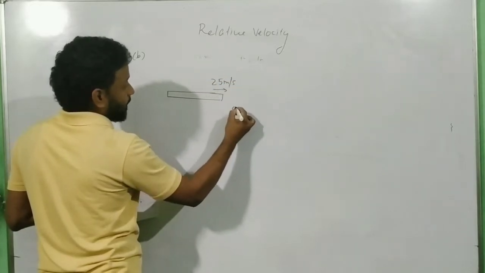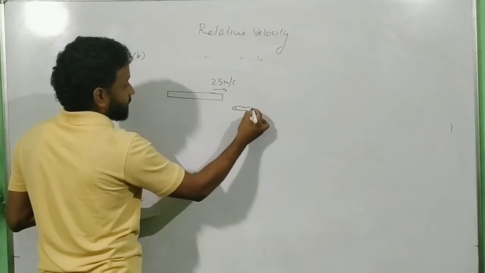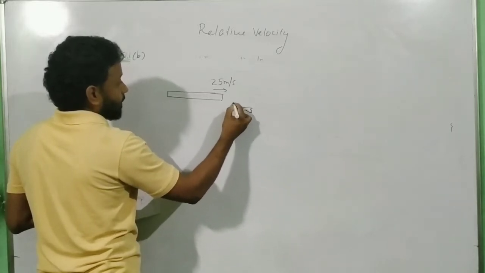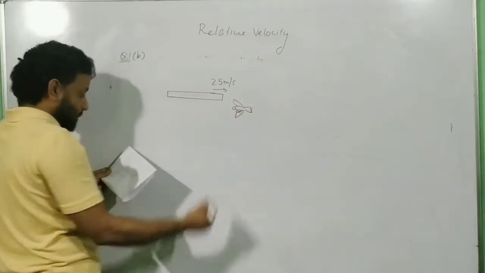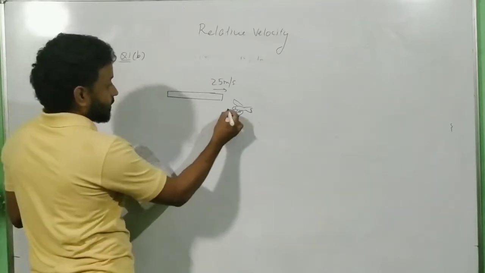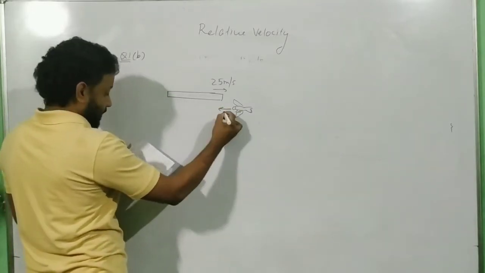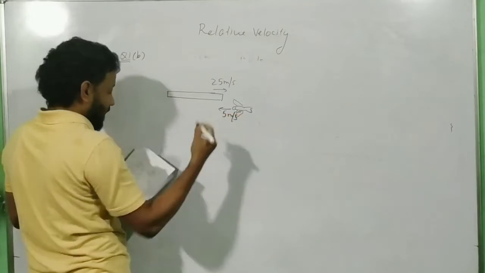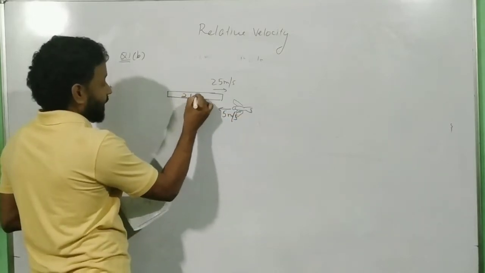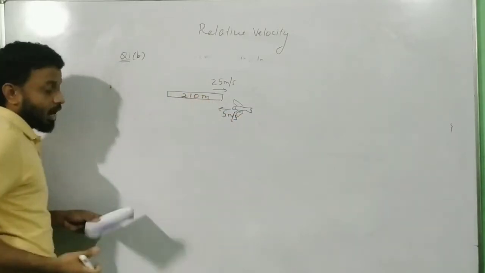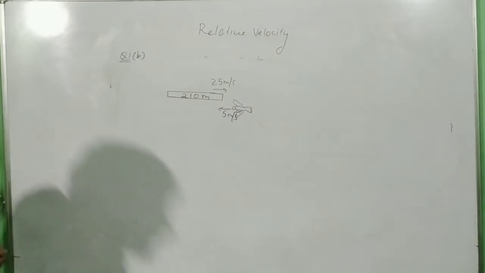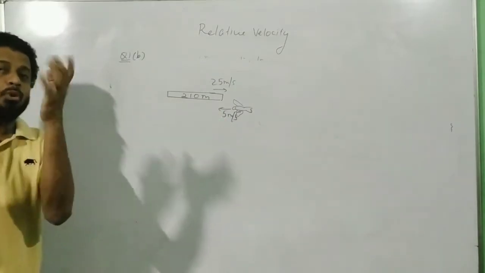And there is a small bird. I don't know how to draw a bird, I am just trying. A small bird is flying towards west with a speed of 5 meter per second. And the length of the train is 210 meters. How much time will it take to cross the train? The bird is just a point object for us.